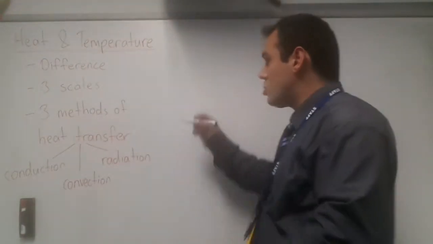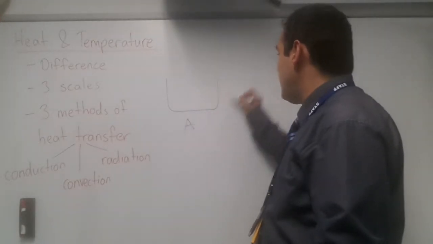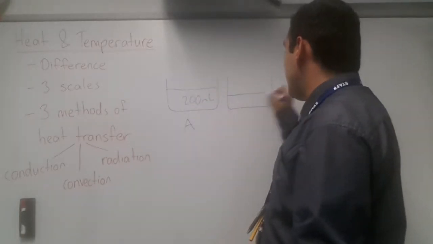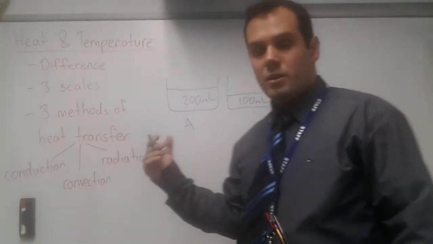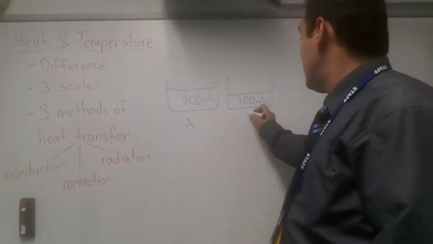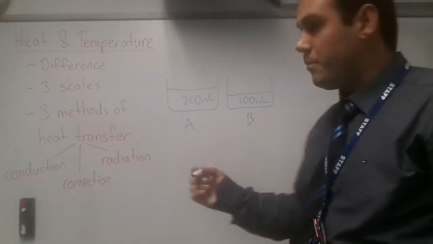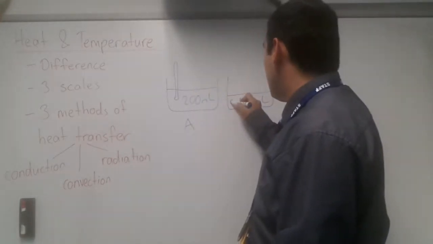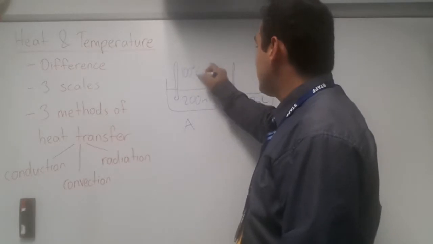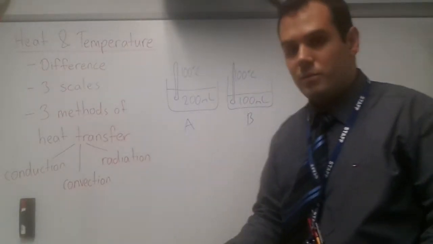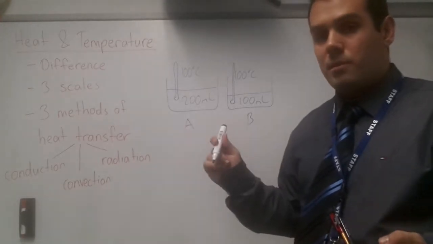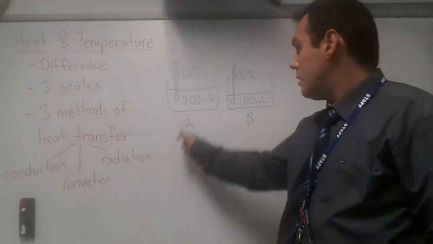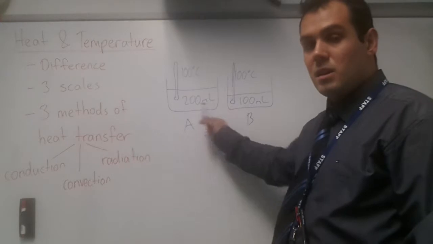Very important. So if I have two frying pans, pan A and pan B, and in one of them I have 200 mils of water, and in the other I only have 100 mils of water. So this one has double the amount of water in frying pan B. And if I measure the temperature at this section here, in both pans, I find out that they're both 100 degrees Celsius. That means that the temperature is the same, but the heat, very different. This has twice the amount of molecules as this, twice the amount of water.